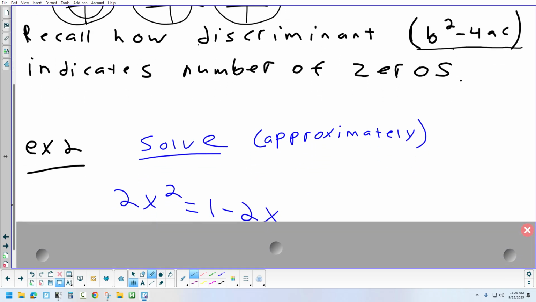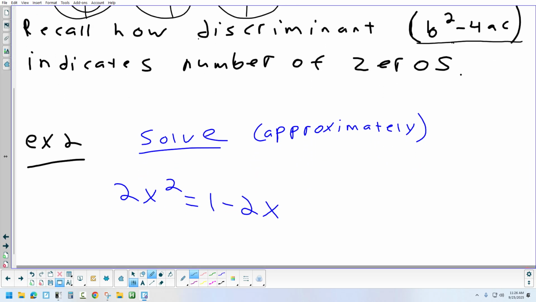Okay, so let's solve this one. Now, this says to solve approximately. Whenever you see approximate, that means a rounded off answer is okay. If this said to solve exact, you would need to be using quadratic formula. That's where you get an answer like 2 plus or minus root 3 over 6 or something like that. But we don't have to use quadratic formula because rounding the answer is okay. So we're going to use the calculator.